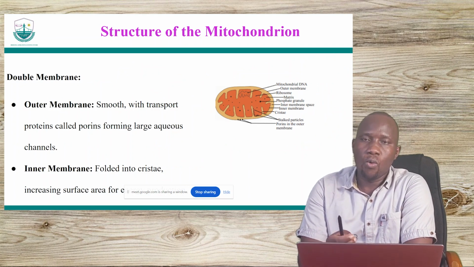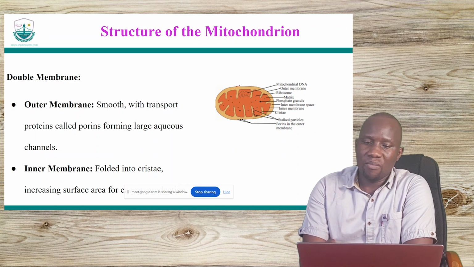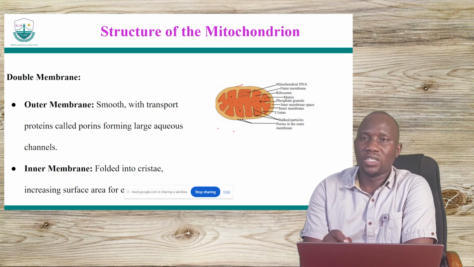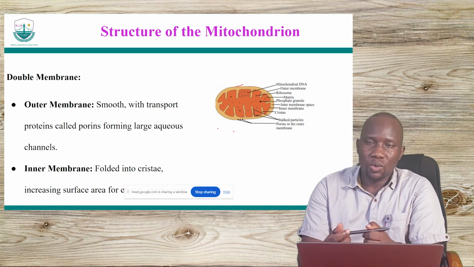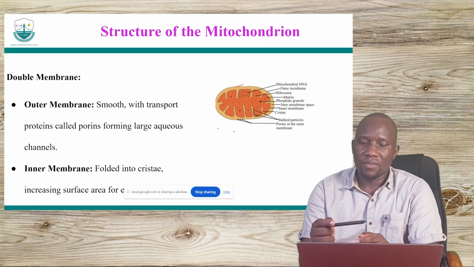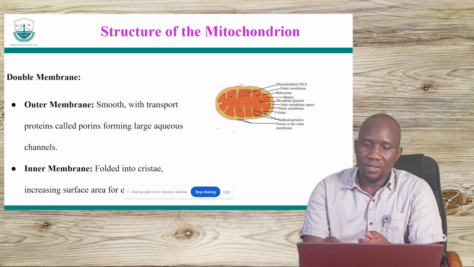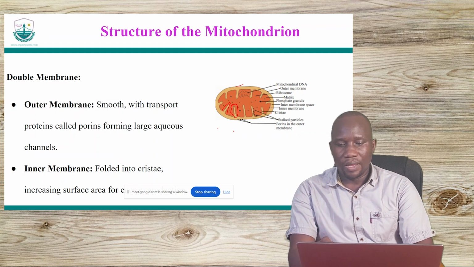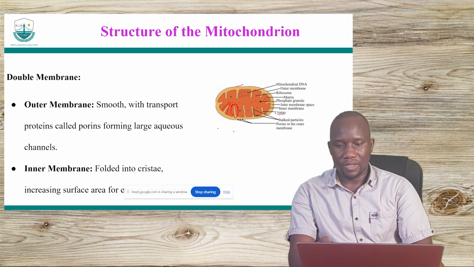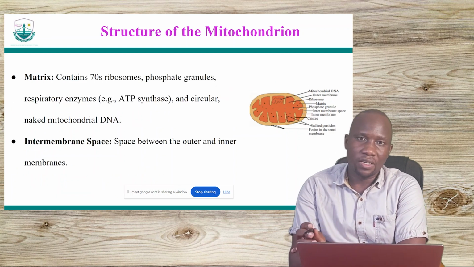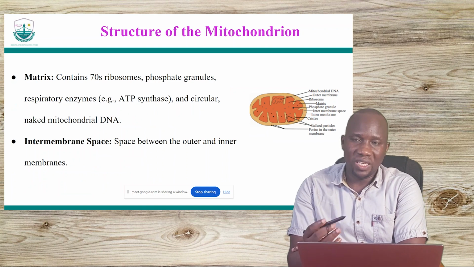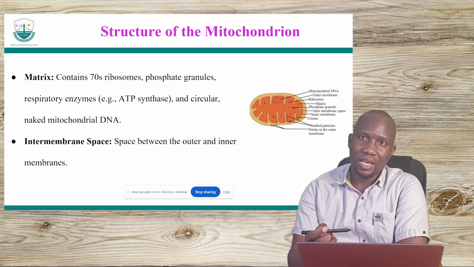It has two membranes. We call it a double membrane: the outer membrane and the inner membrane. The outer membrane is what is in contact with the cytoplasm. The inner membrane is what is in contact with what we call the matrix. And then we have some folding that we call the cristae. Here, these are the cristae. We will see that they increase the surface area for chemical reactions, the reactions that happen inside.